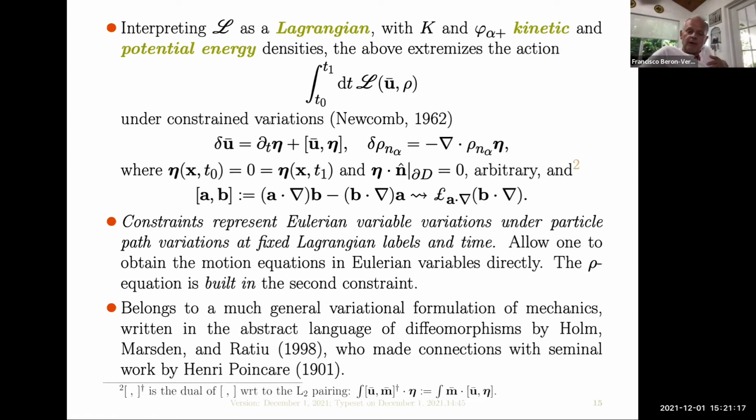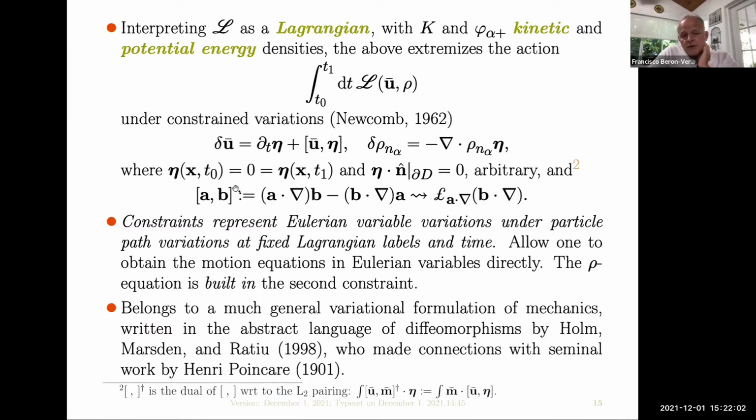The Euler-Poincaré formulation belongs to a much more general construction that has been written in the abstract language of diffeomorphisms by Holm, Marsden, and Ratiu. The idea of imposing this constraint that leads directly to equations of motion in Eulerian variables was introduced in the fluid dynamics context by Newcomb in 1962. But for finite dimensions, these types of constraints already appear in a work by Henri Poincaré in 1901.